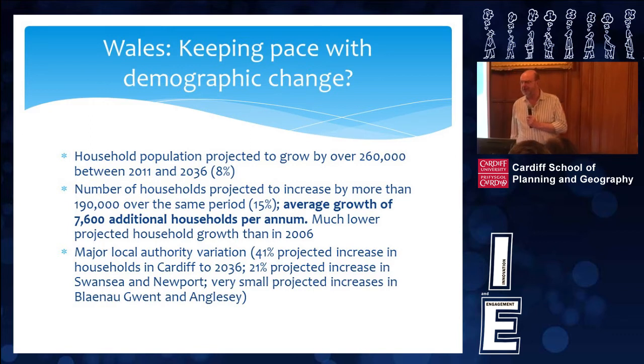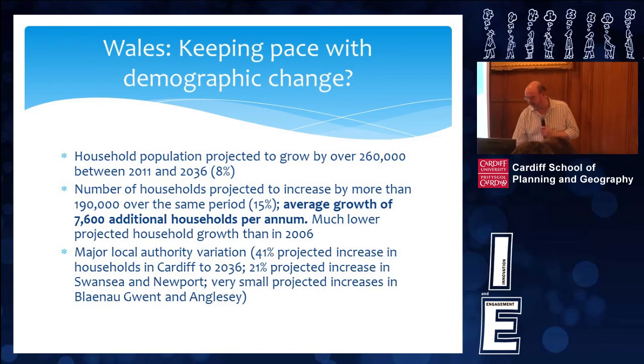Now, try and keep that in your mind when we look at the figures for supply of new housing in recent years, and particularly since the financial crisis and the economic recession. And those figures are lower than the ones that fed into the Holmans and Monk review in 2010. There are also big variations across the 22 local authorities.